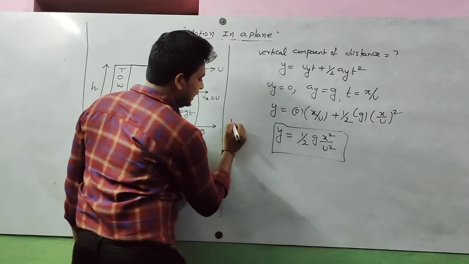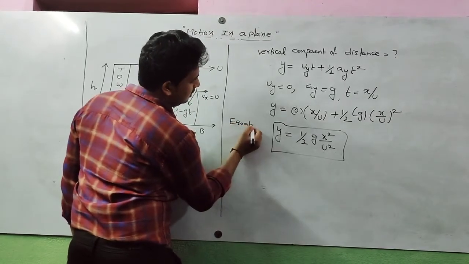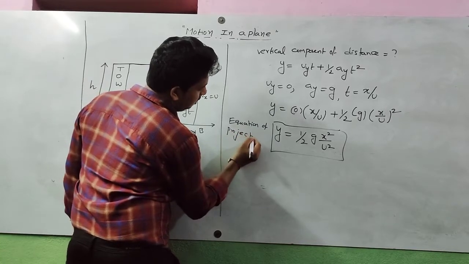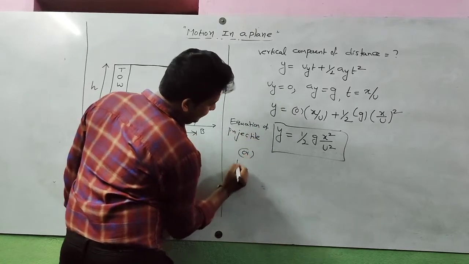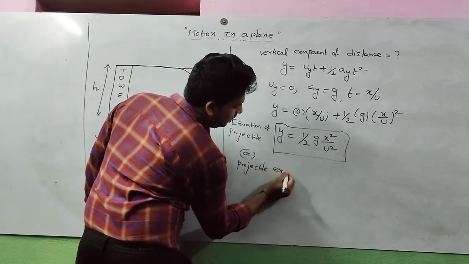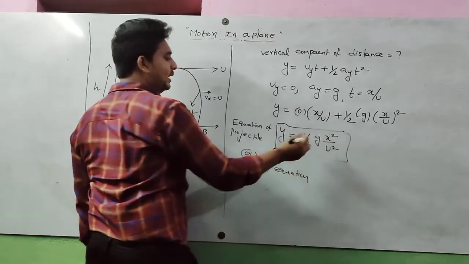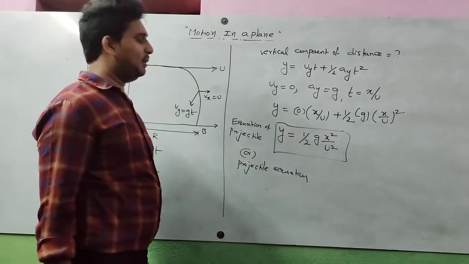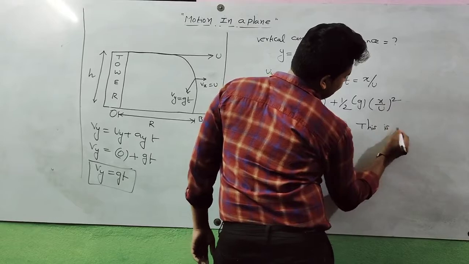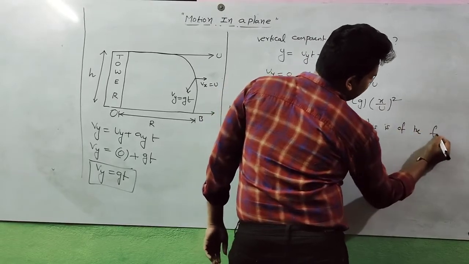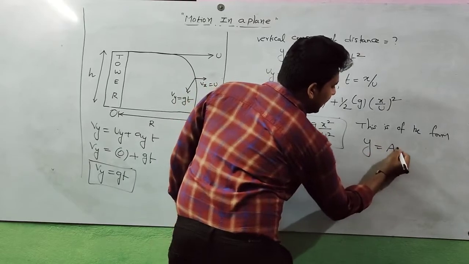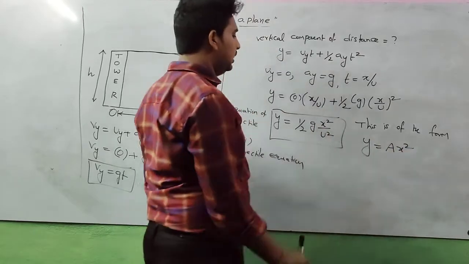So this is the equation of projectile. What is the equation of projectile? y is equal to half g into x square by u square. This is of the form y is equal to ax square, y is equal to ax square.